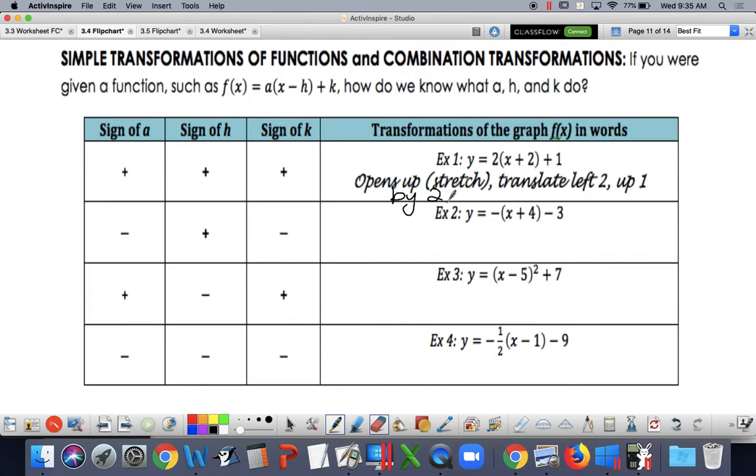So let's take a look at these examples here and see if we can figure out what's going on. I have a negative sign out front. What does that tell me to do? I got to reflect in x-axis. Yes, I'll be nice and specific. What does the +4 inside the parenthesis tell me to do? Go to the left 4. Correct. Left 4. And then -3? Down 3. Down 3.